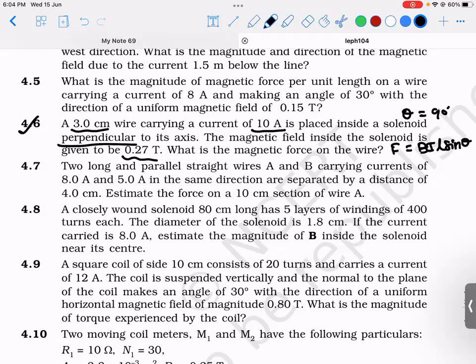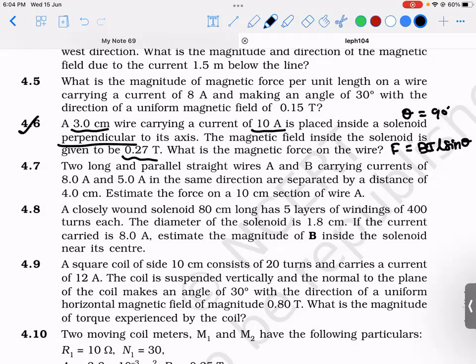There is a closely wound solenoid which is 80 centimeter long, has 5 layers of winding of 400 turns each. The diameter of the solenoid is 1.8. If the current carried is 8 ampere, estimate the magnetic field inside the solenoid near its center. So if you can tell me the values, I'll be happy. What is the formula for magnetic field at the center of the solenoid?